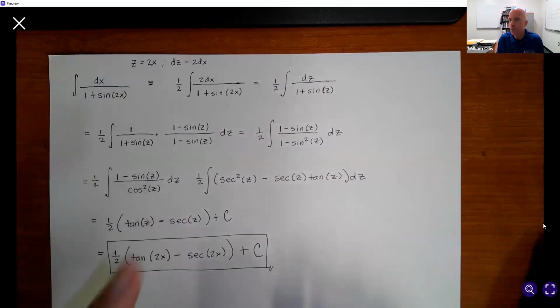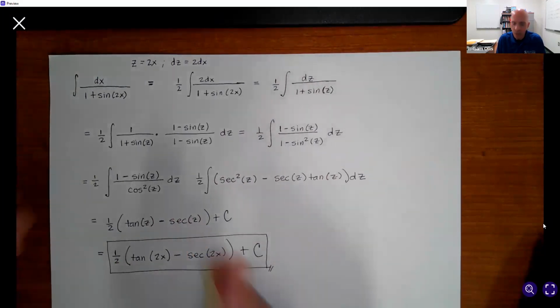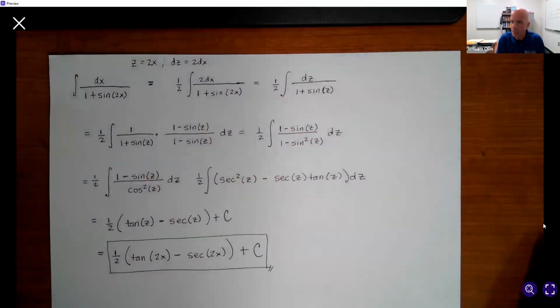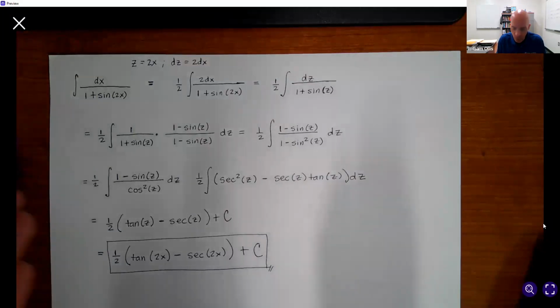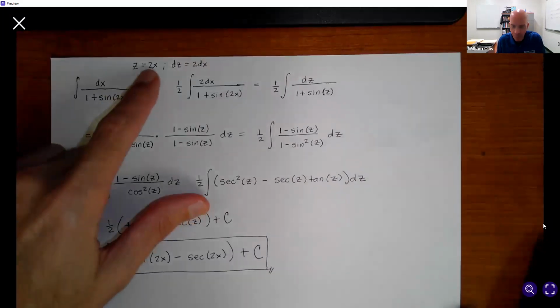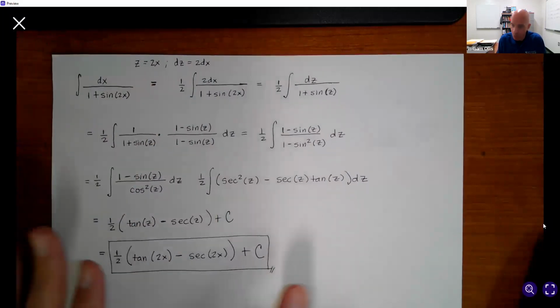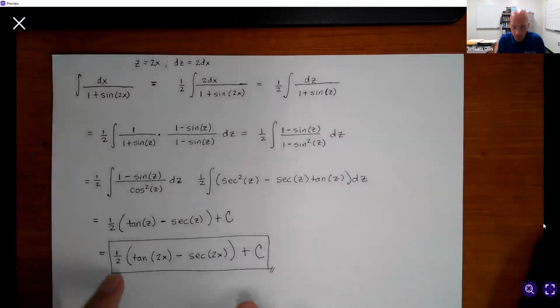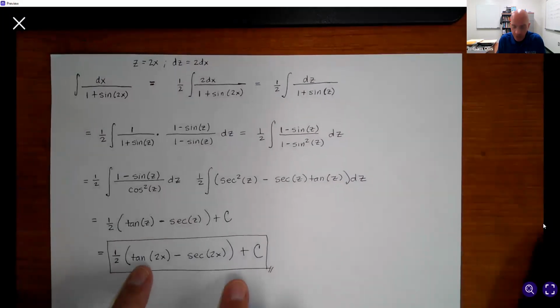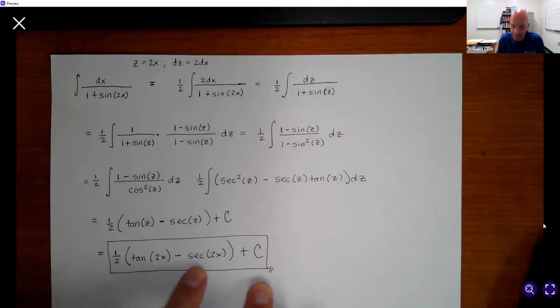And again, even if you didn't use your integral table, you would be okay doing this. This is a common technique. You learn about this in Calculus 1, and it's very useful. So if we look at this, the only thing we need to do is just do the replacement. We know z is 2x, so we have our antiderivative, or the most general one, is 1/2 times the quantity tangent 2x minus secant 2x plus an arbitrary constant.